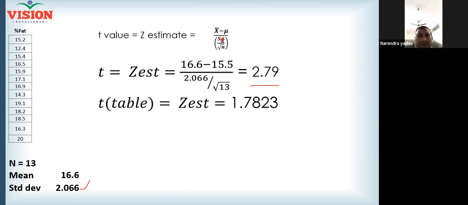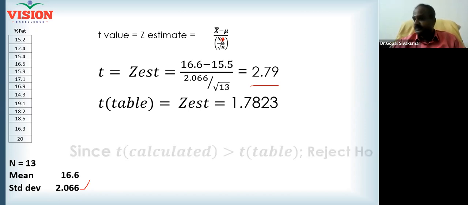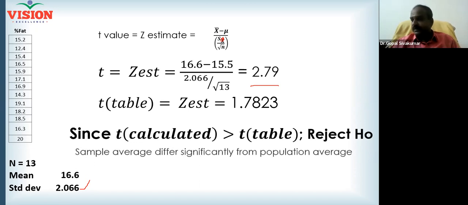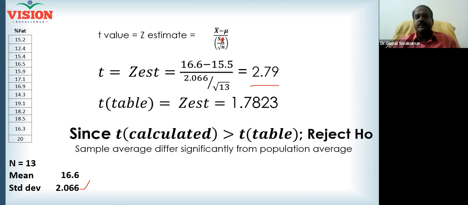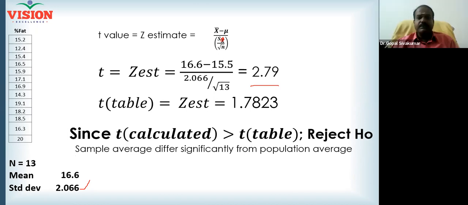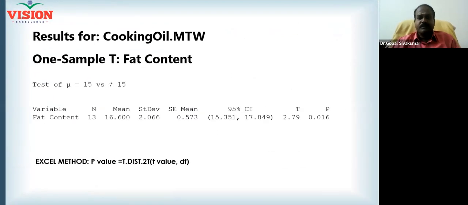You reject the null, stop the production, investigate the process, improve the process, continue the production. Since the calculated T is more than the tabulated T, you have ended up rejecting the null, which means the conclusion is same. The sample average differs significantly from the population average. And in the Minitab report, look at the T-score, you can see the T-score, right? Whichever we calculated, the same thing is coming, 2.79.